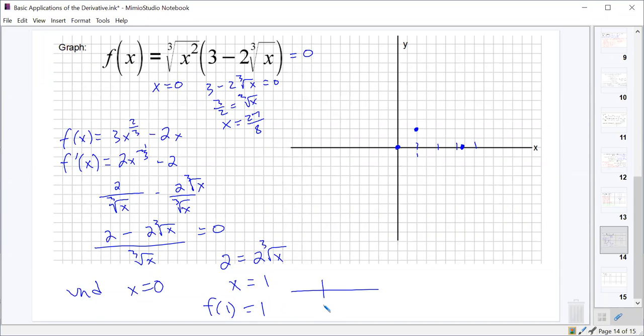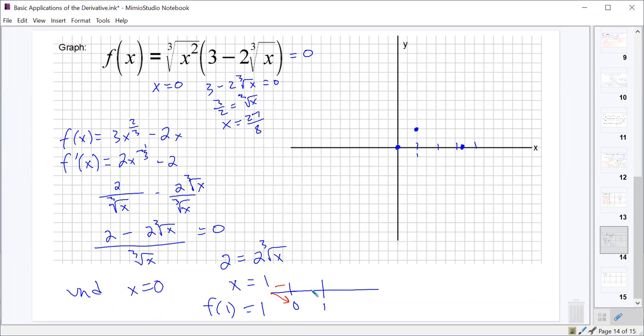And let's make a sign chart here with 1 and with 0 on it. Plug in something less than 0, plug in a negative. Well, the cube root of a negative is a negative, right? And whatever negative I put in here, I'm going to get another negative here. 2 minus a negative is going to be a positive. So my numerator is going to be positive, but my denominator is going to be negative. So we're going to decrease.